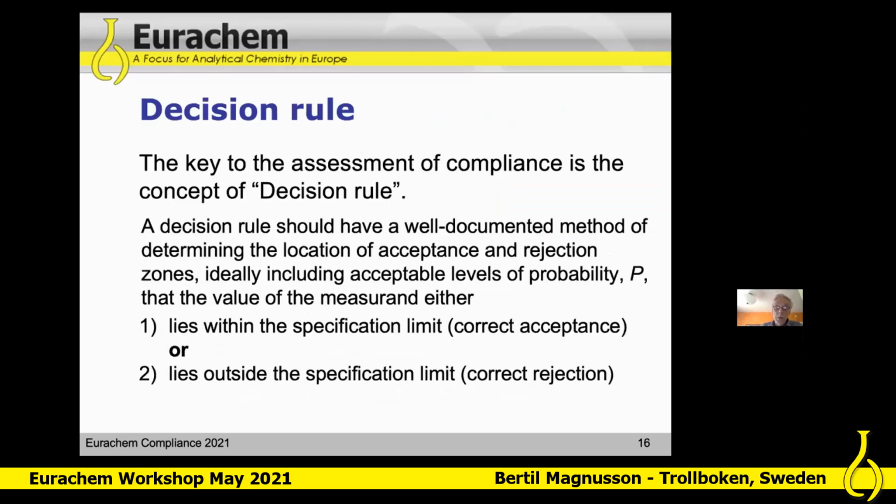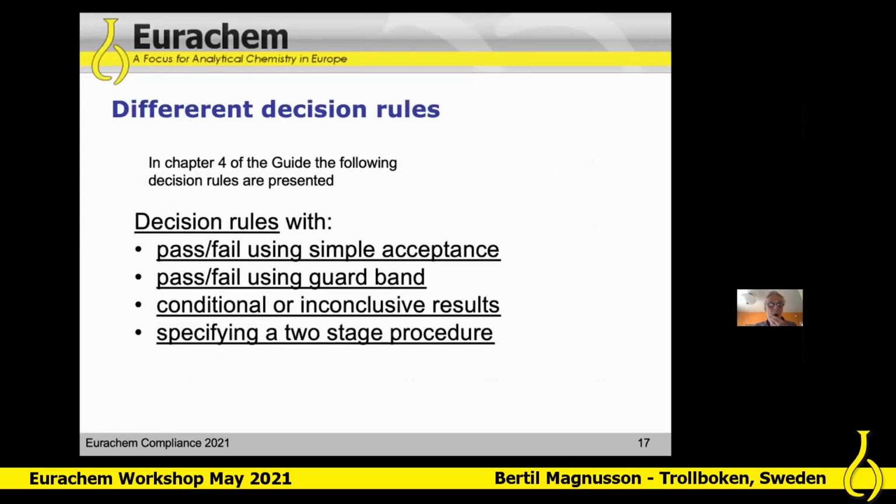The decision rule is the key here, and it should give a well-documented method on how to set, as in the case of the nickel, an acceptance zone. We could, from the specification, construct an acceptance zone. There are many types of decision rules in the guide. We have simple acceptance, we have using guard bands, we can also have yes, maybe, and a no. And we can also have a two-stage procedure where we maybe start with the screening and then go further on.